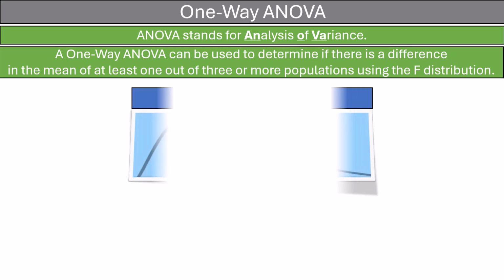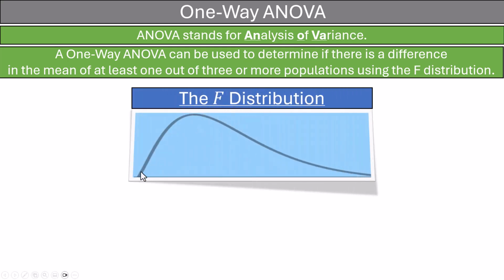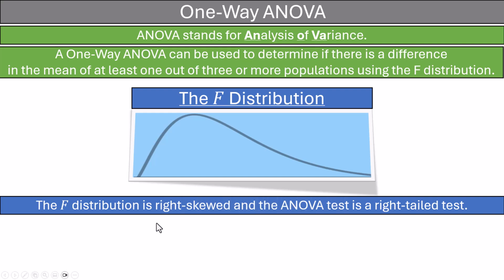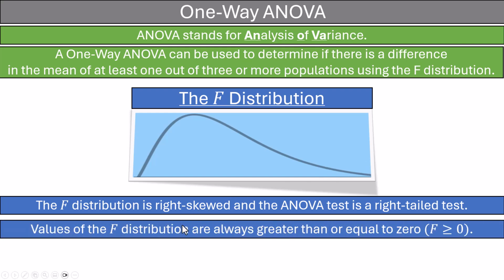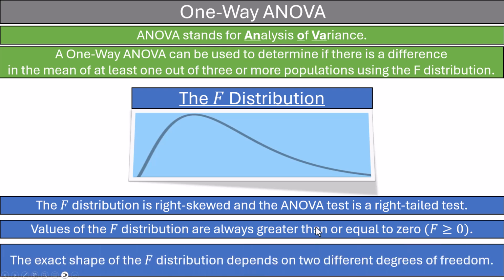In order to do this, we will have to utilize something called the F distribution, which looks sort of similar to the chi-square distribution in that it is right-skewed. The F distribution is a right-skewed distribution, and the ANOVA test that we'll be completing is a right-tailed test, meaning we'll be finding a probability in the right tail of the distribution. Values on the F distribution are always going to be greater than or equal to 0. The exact shape of the F distribution is going to depend on actually 2 different degrees of freedom, which we'll discuss later in the video.